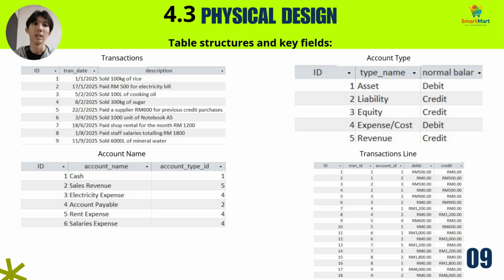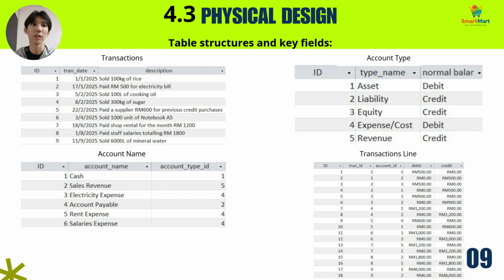Next is the account type table. This table defines the five main accounting categories, which are asset, liability, equity, expense, and revenue. It also includes the normal balance, whether debit or credit. This helps the system handle accounting rules correctly and ensure consistency.